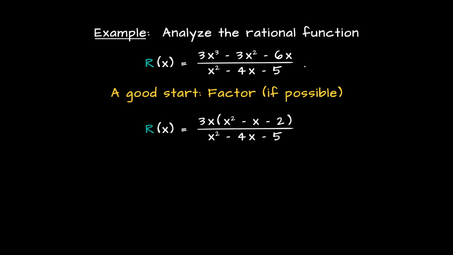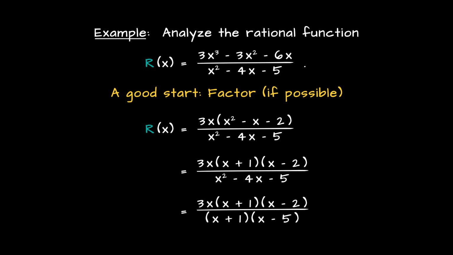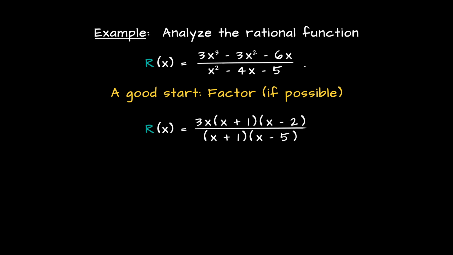So notice first of all that we can factor a 3x out of the numerator. Then the remaining quadratic term in the numerator factors as x plus 1 times x minus 2. And finally, notice that the denominator factors as x plus 1 times x minus 5. All right, so here's our rational function in factored form. And one thing we notice pretty quickly is that there is a factor, namely x plus 1, that is common to both the numerator and denominator. On the one hand, that factor cancels out.